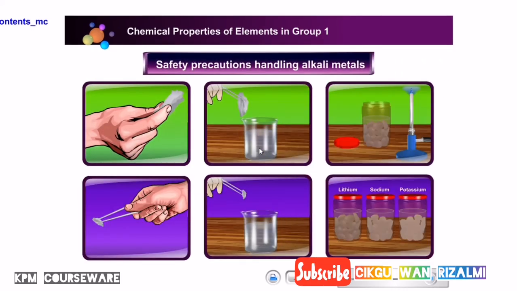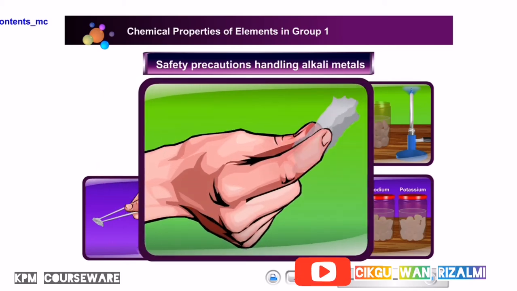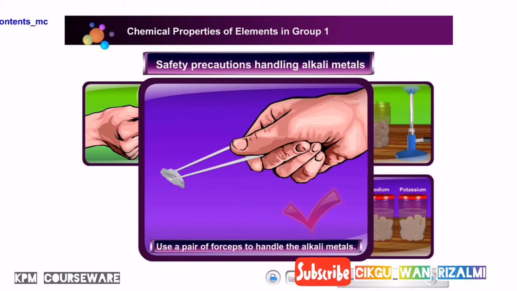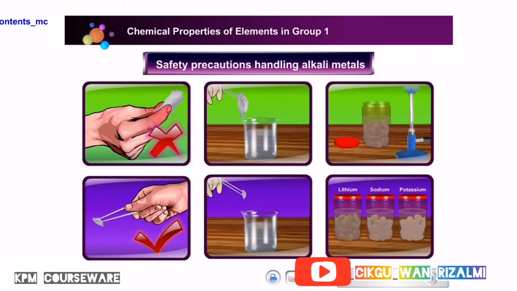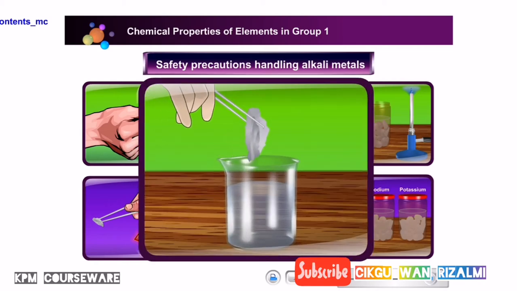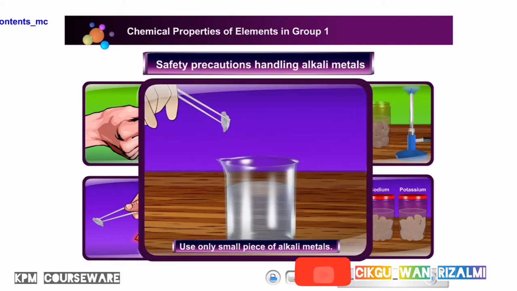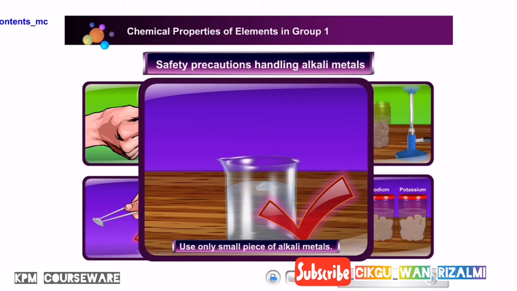There are 3 experiments that can be done to prove the reaction and reactivity of alkali metals. Since alkali metals are very reactive, let us first learn some safety precautions when handling alkali metals. Never touch alkali metals with your hand, especially when your hands are wet. Use a pair of forceps to take the metals. Only cut the metal when needed and cut it into very small pieces. This is because a large quantity of metals can ignite and cause explosion.